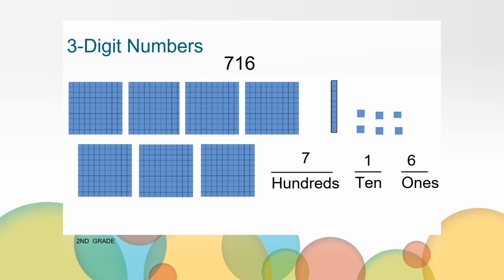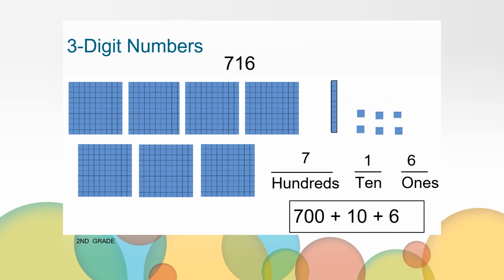So what is the value of 7 hundreds? 7 hundreds are worth 700. 1 10 is worth 10, and 6 ones is worth 6. So our expanded form looks like this: 700 plus 10 plus 6.